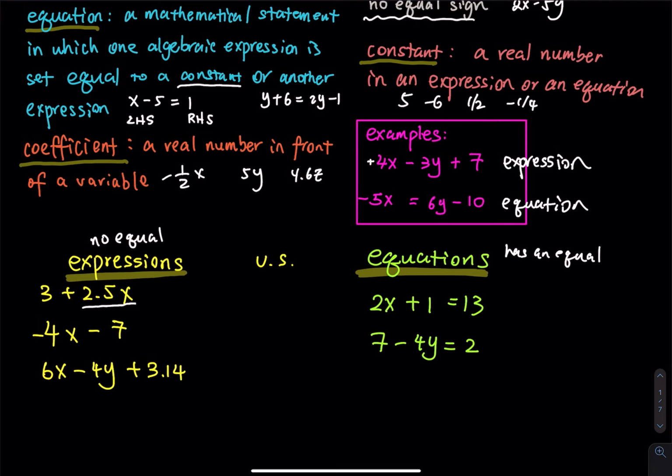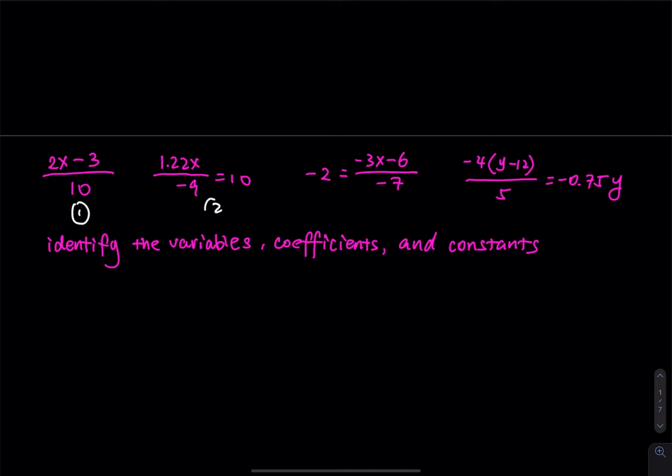Let's do a few more. I have a few more on the next page. Identify the variables, coefficients, and constants. How about this? We call this 1, 2, 3, 4. So number 1, how many variables? There is only one variable, x, right? How many coefficients? The 2. How many constants? 2, negative 3, and 10. Is number 1 an equation or an expression? So number 1 is an expression.